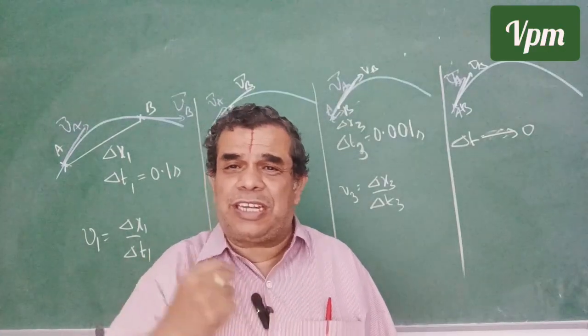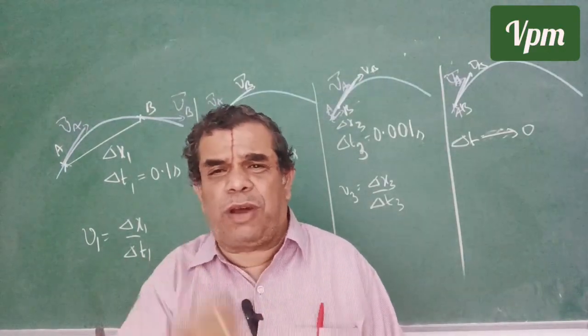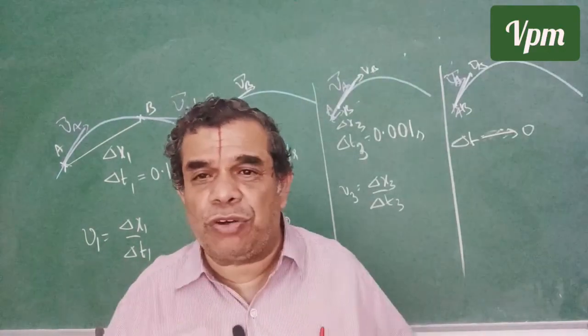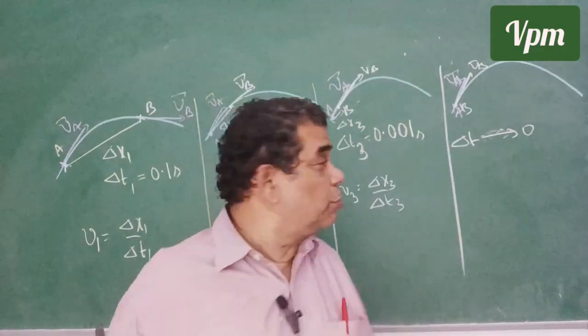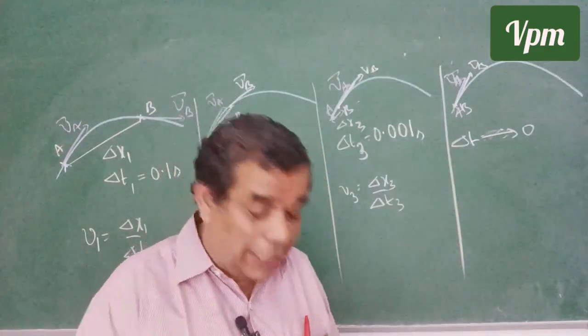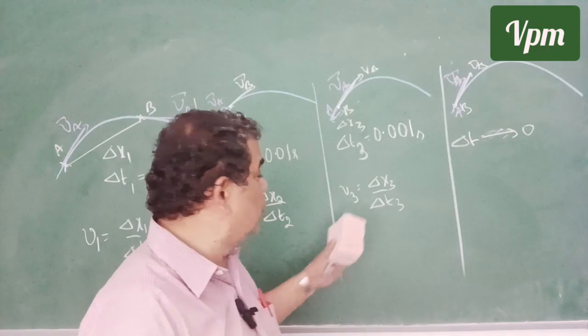But here that is not the case. We are reducing the time smaller and smaller. How much smaller? Almost zero, but not zero. So that's the idea now. Then, how do we write this?